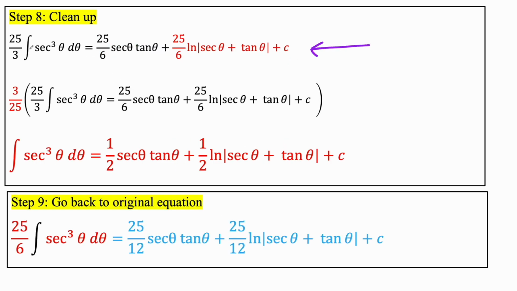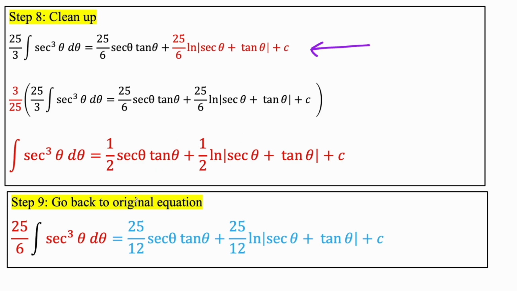So if I want to isolate secant cubed theta, I need to get rid of 25 divided by 3. So I'm going to multiply everything by 3 divided by 25 in order for it to cancel out. And 25 divided by 25 cancels. 3 divided by 6 gives us 1/2. And this is the same, that's why we have another 1/2. So this is what we have so far. So the integral of secant cubed theta d theta gives us this piece right here.